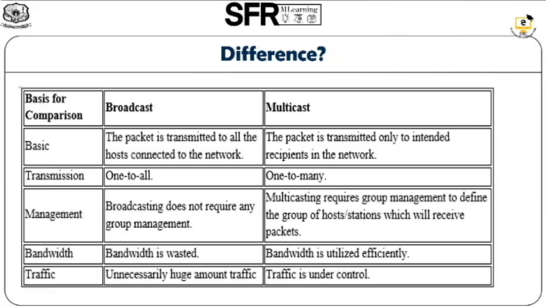And regarding bandwidth, it is totally wasted in broadcast routing, but bandwidth is efficiently utilized and conserved in multicast routing. And regarding traffic, broadcast routing creates an unnecessarily huge amount of traffic, whereas in multicast routing traffic is under control.